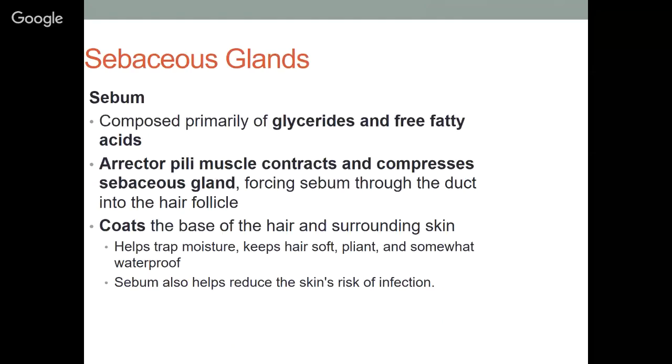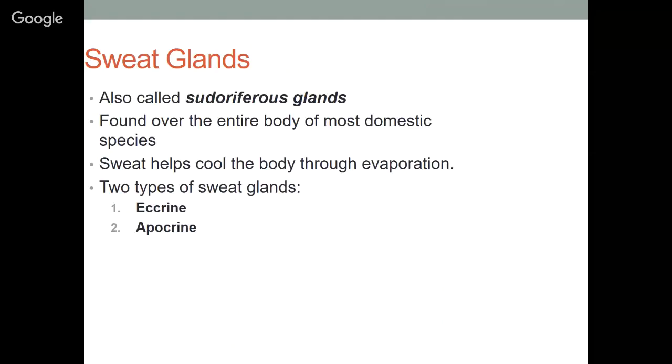The erector pili muscle that we talked about before contracts and compresses the sebaceous gland and forces sebum through the duct onto the hair follicle, which coats the base of the hair and the surrounding skin. This is what helps to trap moisture, keeps the hair soft, pliant, and somewhat waterproof. It also reduces the skin's risk of infection and allergens. If allergens can't get in and create an allergic reaction, then you don't have an allergic reaction.